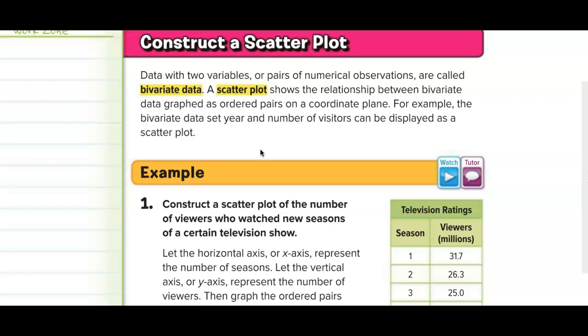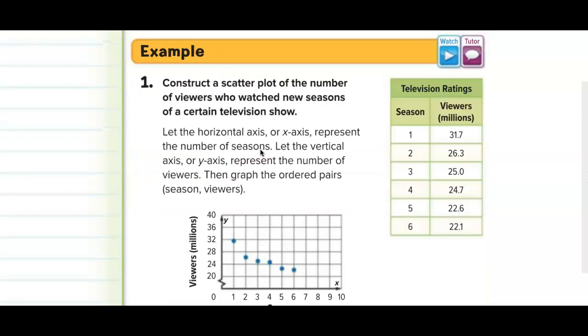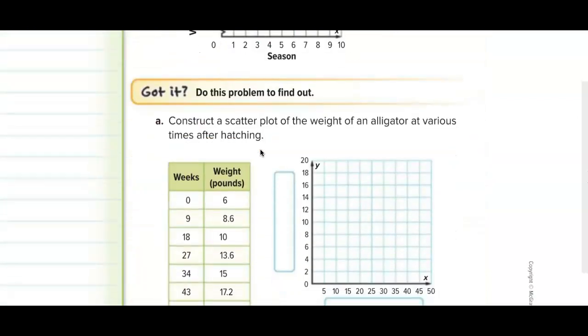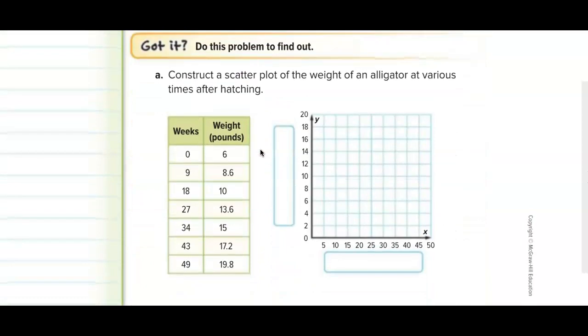For example, the bivariate data set year and number of visitors can be displayed as a scatter plot. So that's just an example. I'm going to skip through example 1, and I'm just going to do got it A with you. So please follow along and write this in your book. So we need to construct a scatter plot of the weight of an alligator at various times after hatching. So first of all, let's label our table.